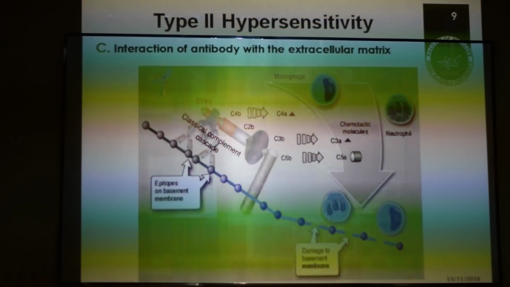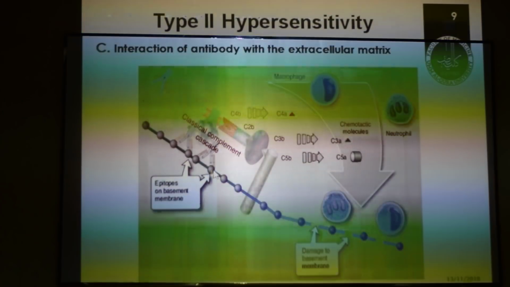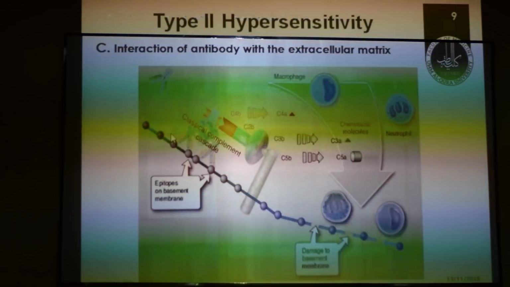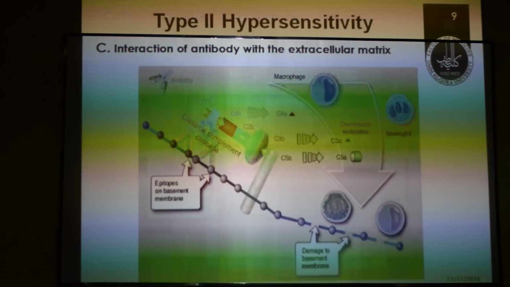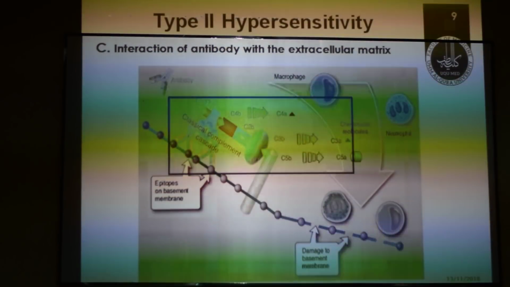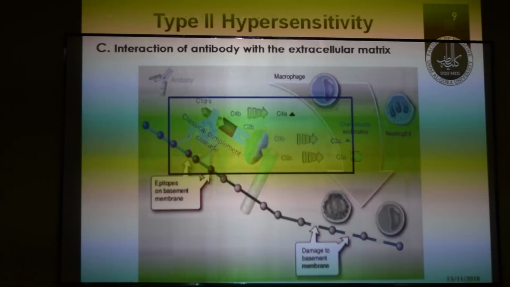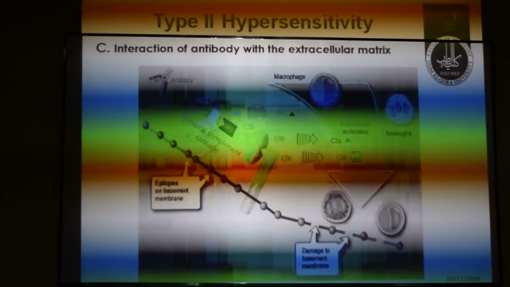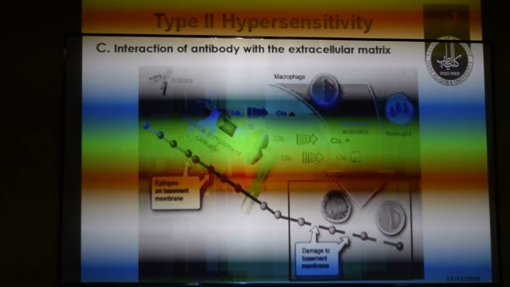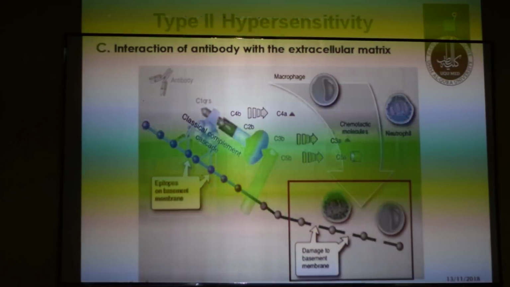Okay, so in this case what is happening? This line is the membrane, and these purple dots are the antigens. First, antibody comes and binds to it, and the classical pathway is activated. As a result C3a, C4a, C5a anaphylatoxins are produced, as well as the membrane attack complex, and more macrophages and neutrophils are called in. All together, the MAC formation, the neutrophils coming in and the macrophages coming in will cause damage.